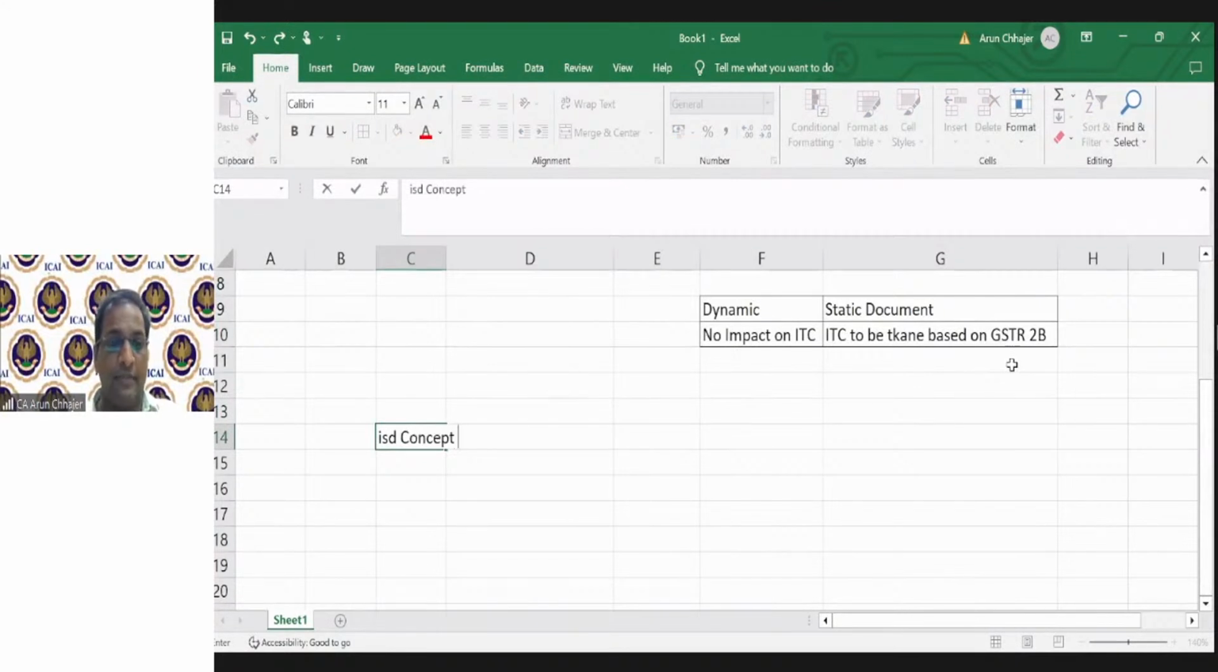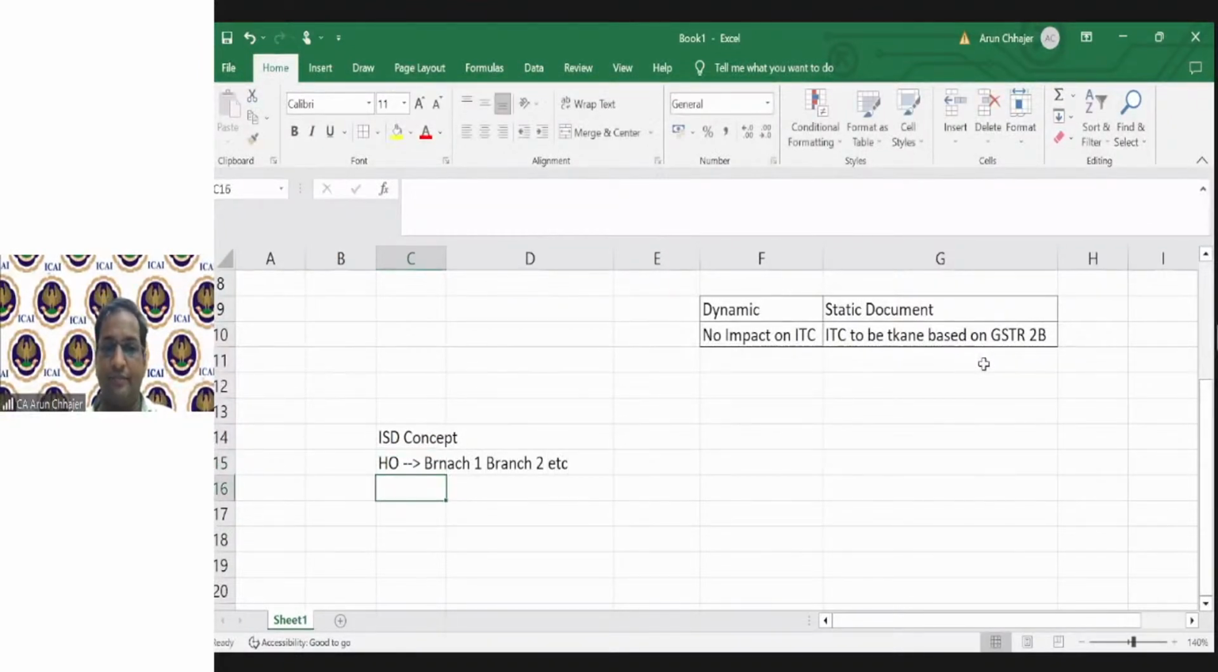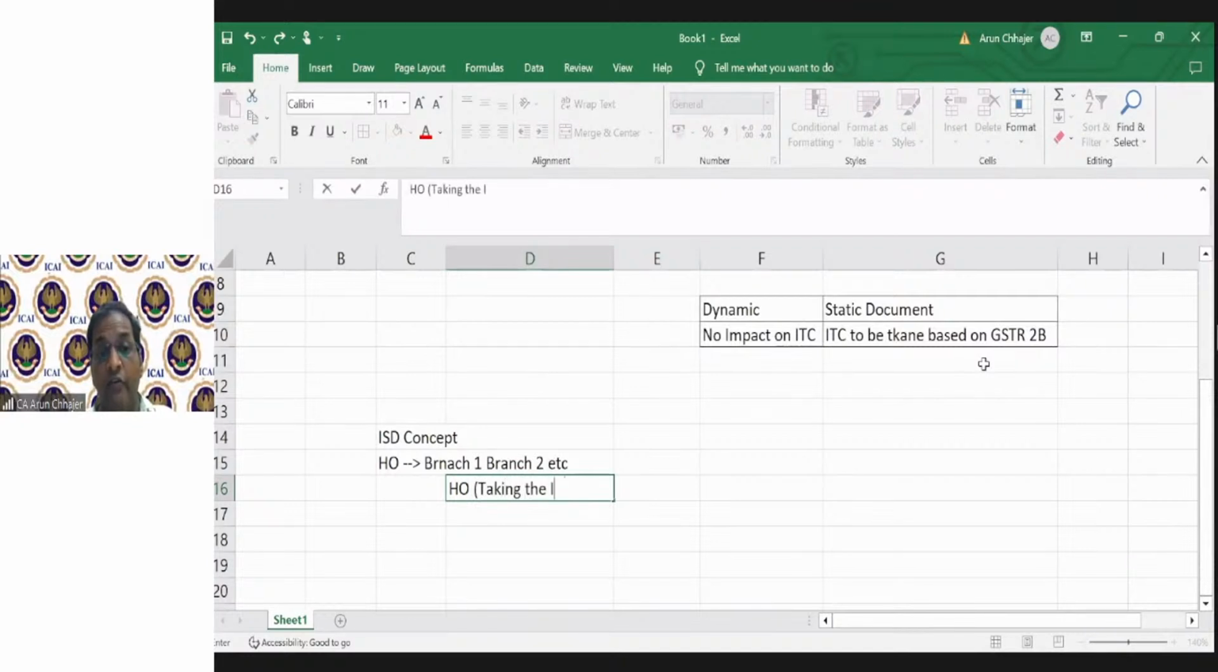ISD concept. There is one head office and branch 1, branch 2, etc. Correct? There is a head office and there are branches. Now the HO is basically taking the inward service for branches.